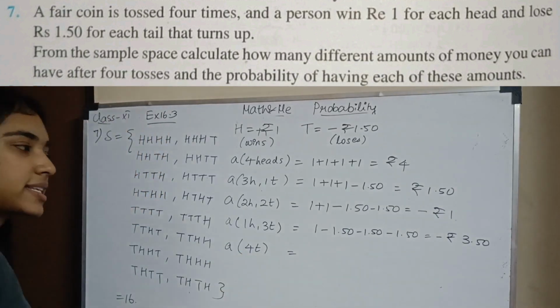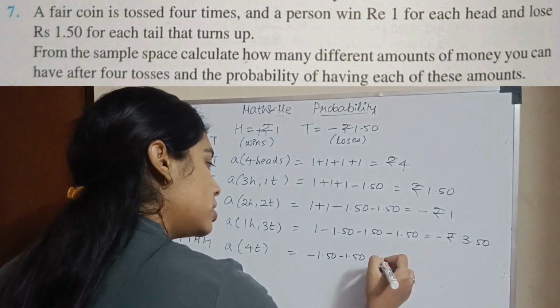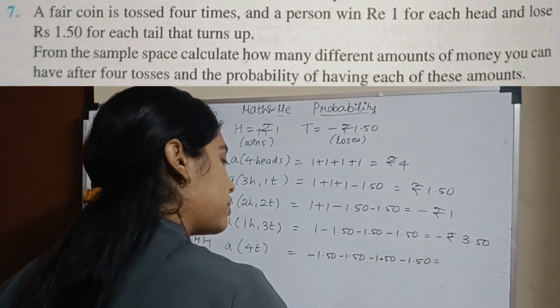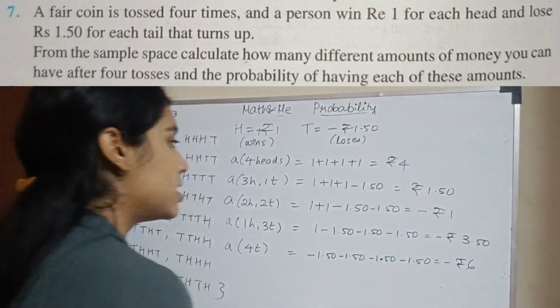Okay. Amount when you have all 4 tails, no heads. So when all 4 tails come, it will be minus 1.50 minus 1.50 minus 1.50 minus 1.50. So it will be minus, this is 3 and this is 3, so it will be minus ₹6.